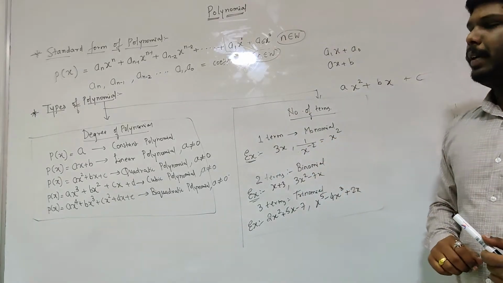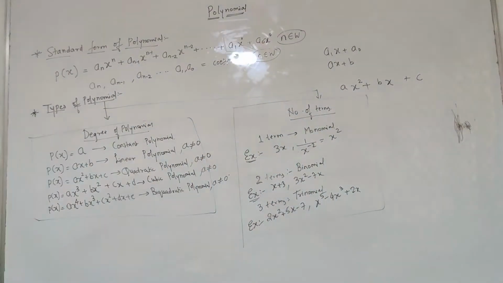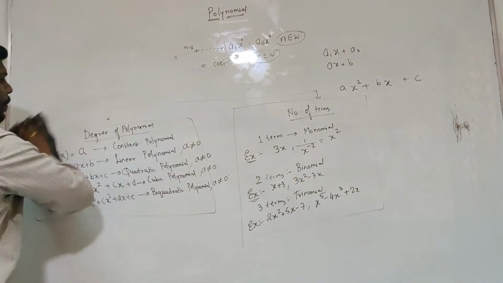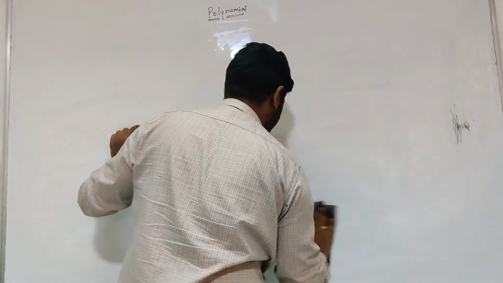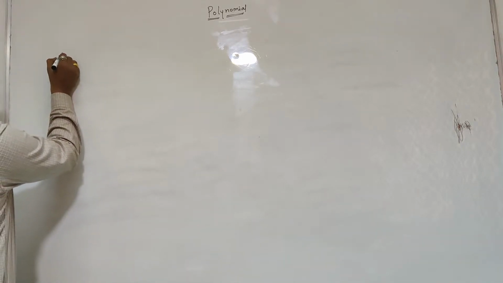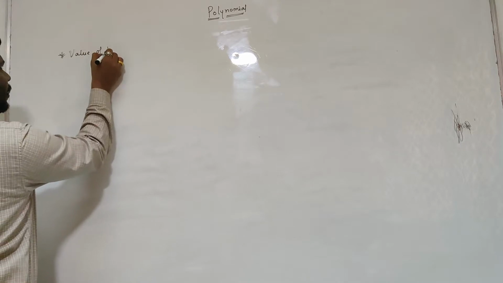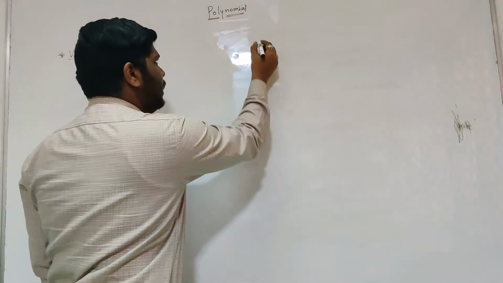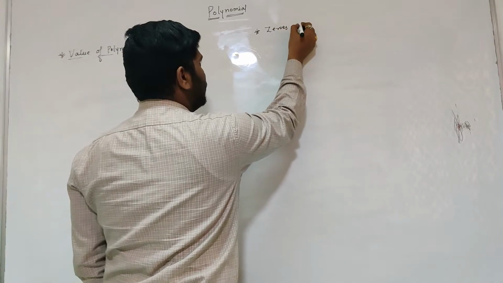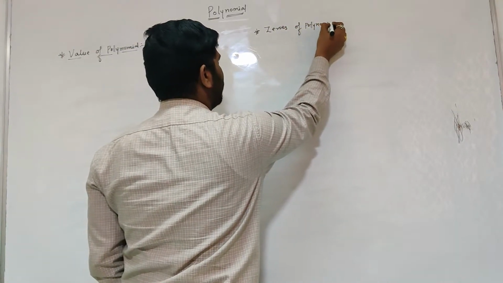Now let us move on to the next topic. The next topic is value of polynomial, and the second one is zeros of polynomial. Both are very easy topics.